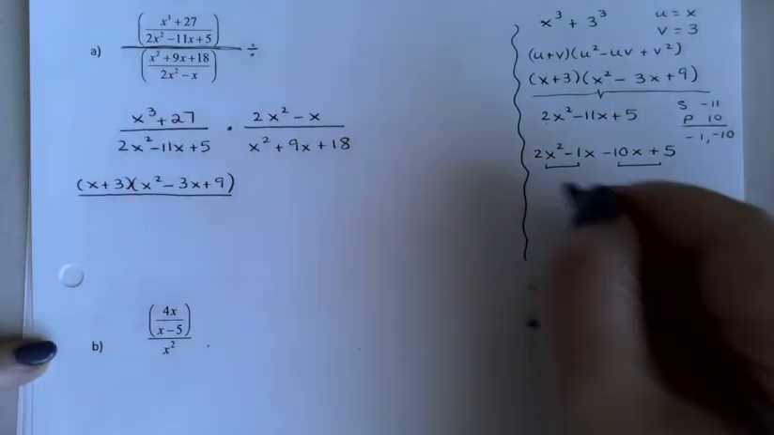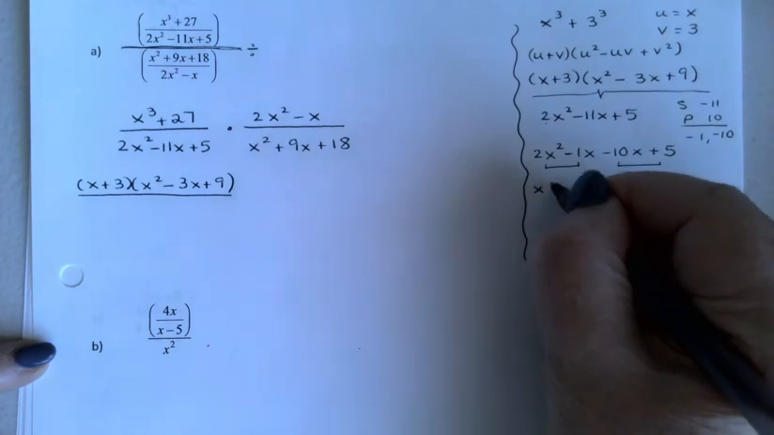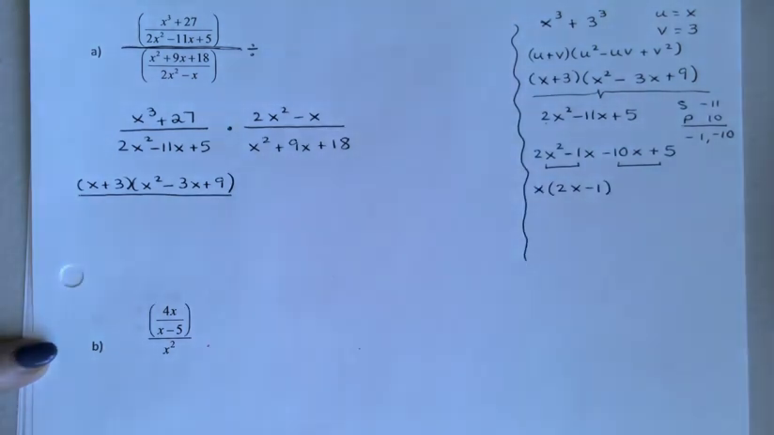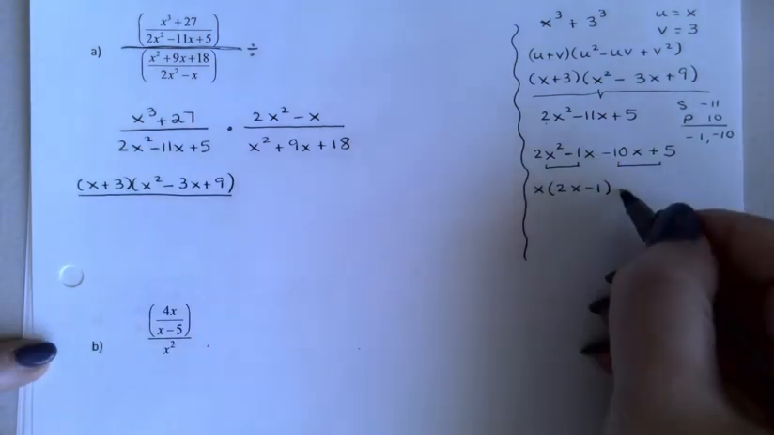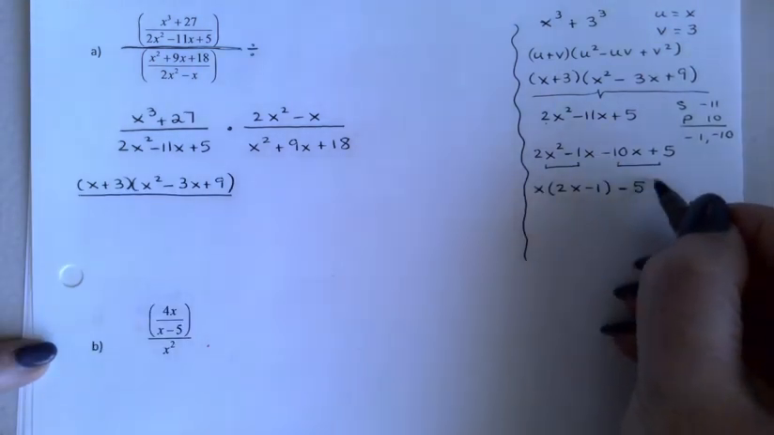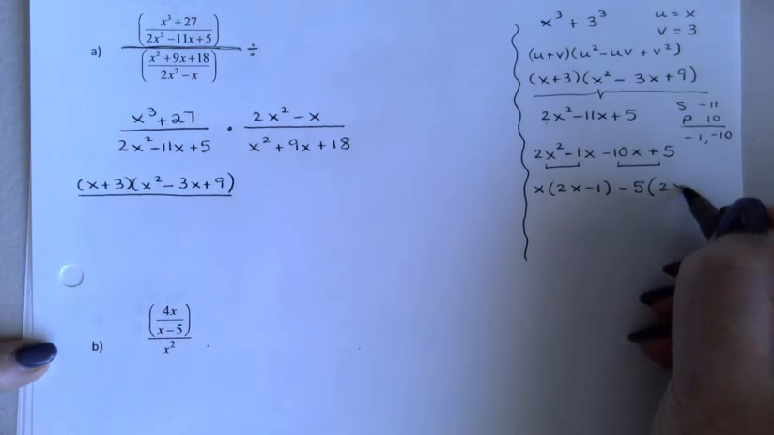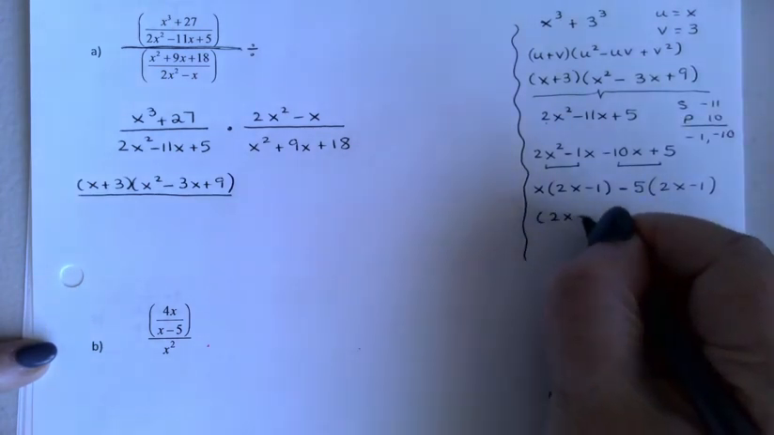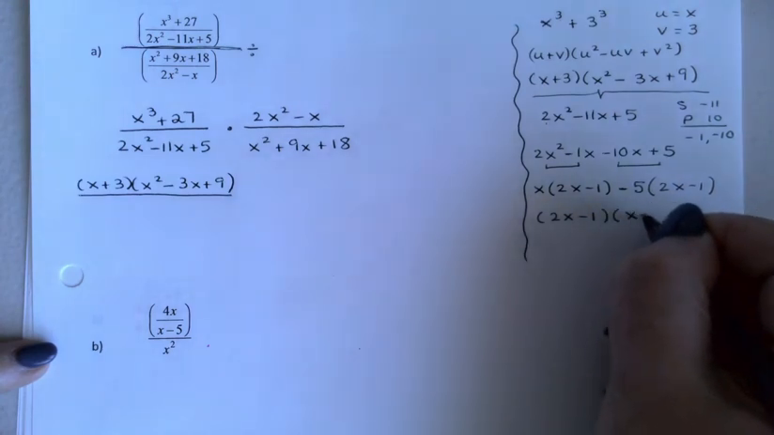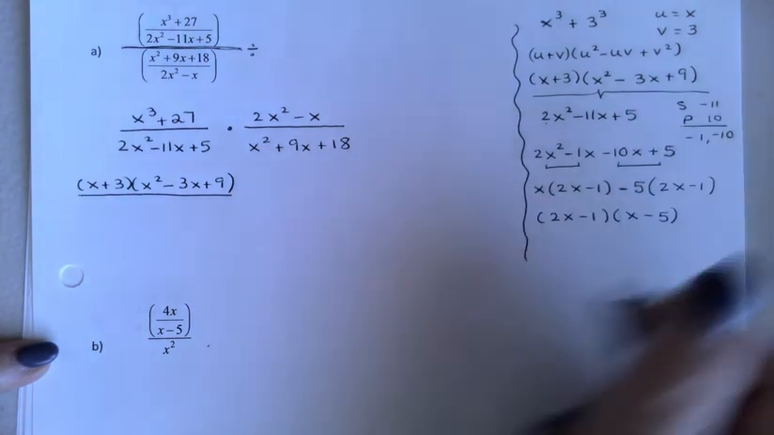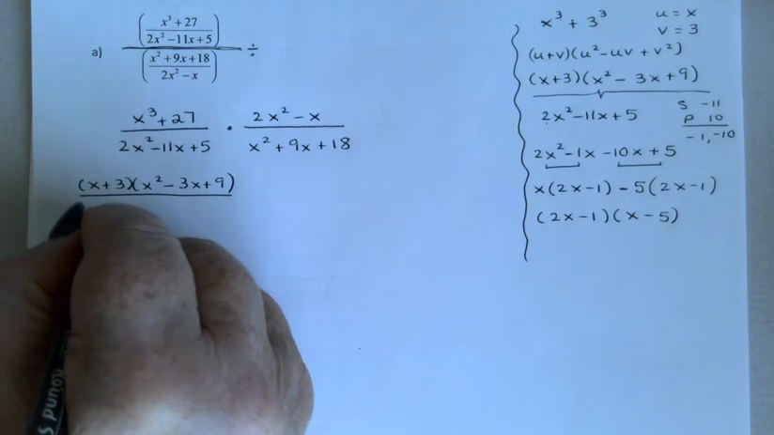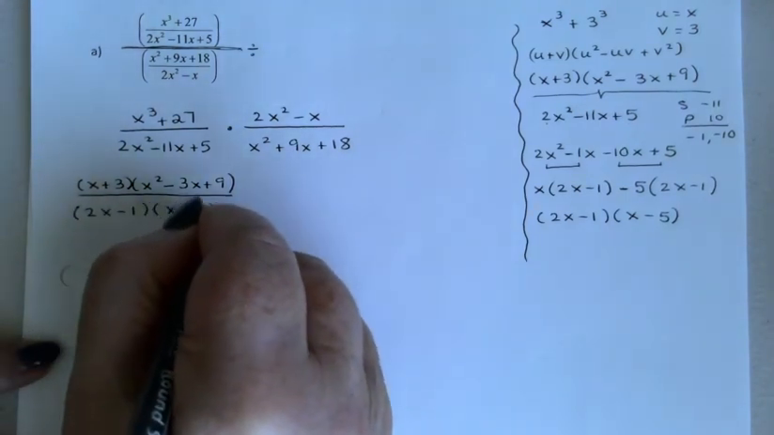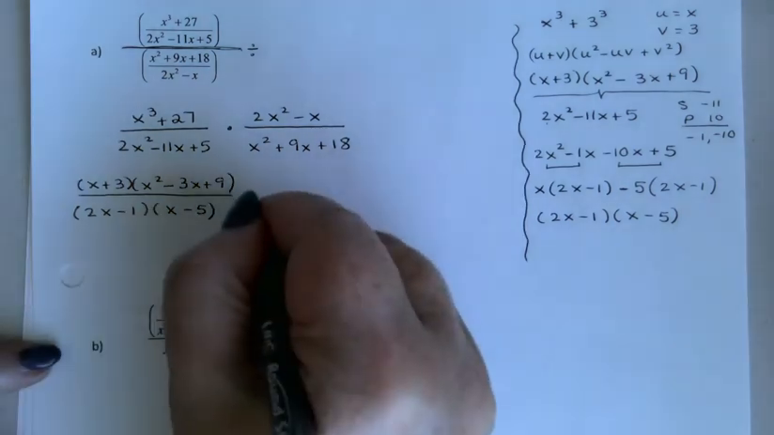I can factor an x out of the first pair. So I've got 2x minus 1. And I do need to factor out a negative here. I can also take out a 5. And again, I get 2x minus 1. So I've got 2x minus 1 times x minus 5. Phew, all right, you gotta keep going.